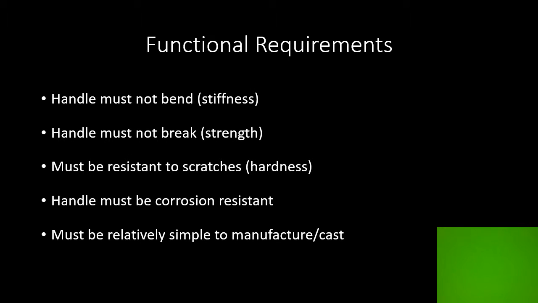This slide shows the functional requirements of the aforementioned urinal handle. Functional requirements are related to machine performance, which are governed by various constraints. The functional requirements we have chosen are that the handle must not bend, indicating stiffness, the handle must not break, indicating strength, it must be resistant to scratches, indicating hardness, the handle must be corrosion resistant, and finally, it must be relatively simple to manufacture.